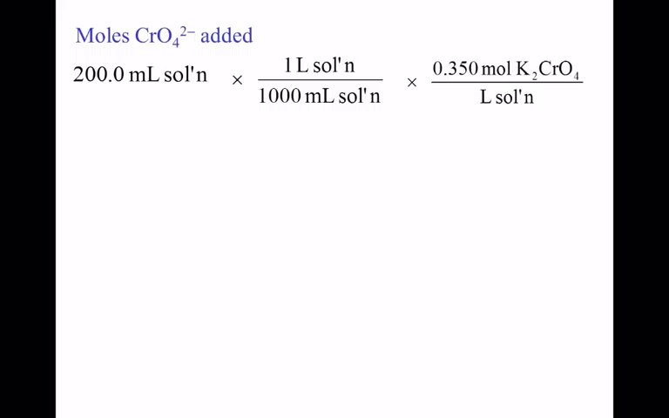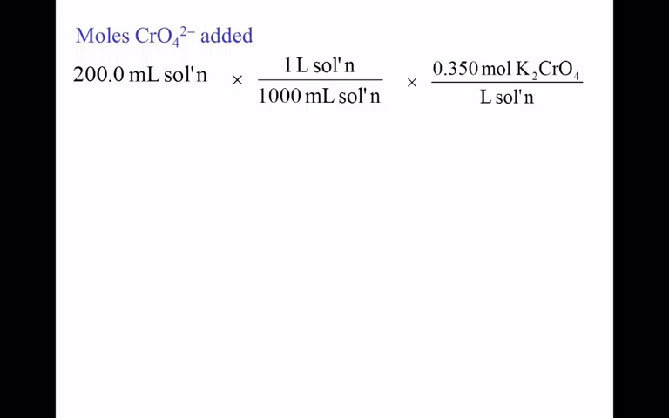So over here on the left, we had 200 mils of solution, converting that to liters. So 1 liter over 1,000 milliliters. That'll give us liters. And now using the molarity of the potassium chromate, I'm going to want liters to cancel, so I'm going to use the unflipped version: 0.350 moles of K2CrO4 per 1 liter of solution. So now liters of solution are canceled, and I'm left only with moles of K2CrO4.